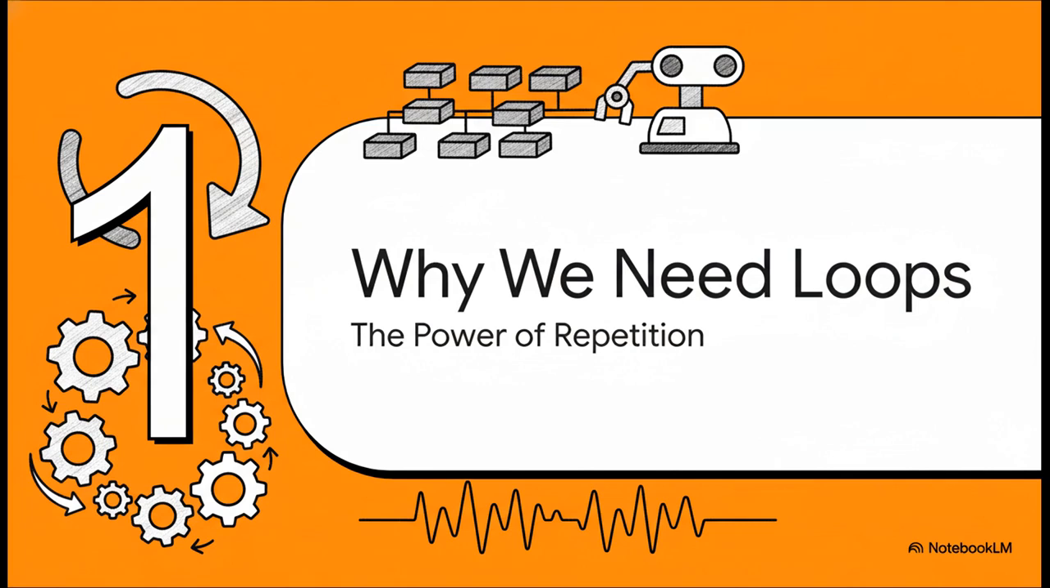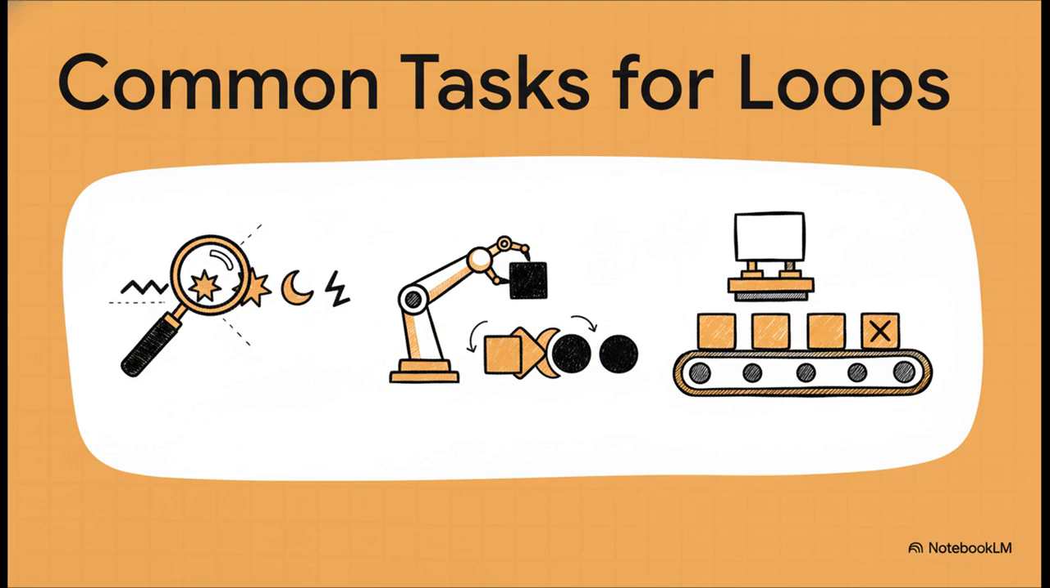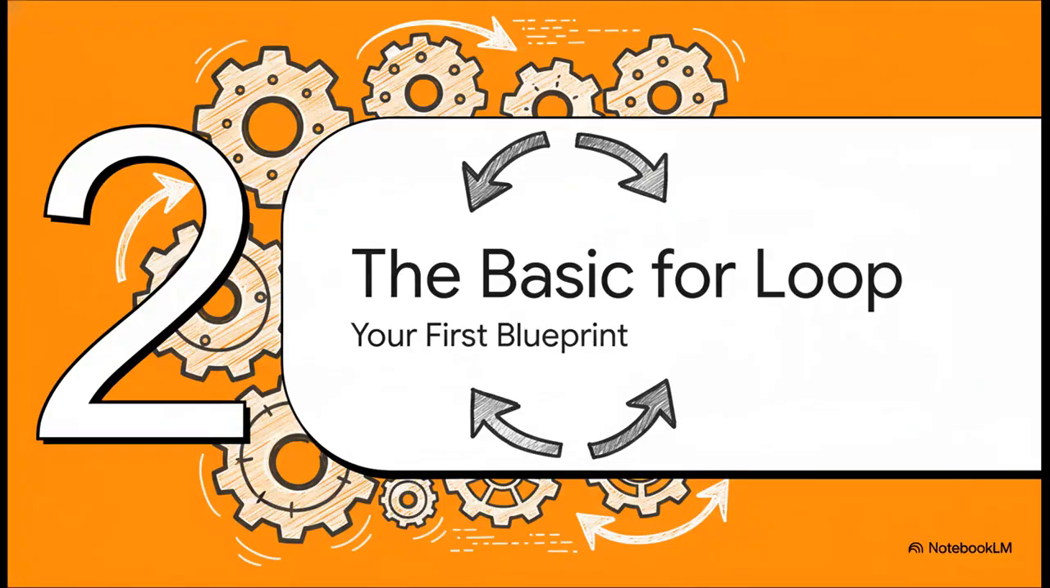Okay, first things first. Let's really get to the core of why we even need loops. It all boils down to one thing: harnessing the power of repetition without writing repetitive code. So what do we actually use them for? Well, all sorts of common tasks. Sometimes you just need to read through a list of data, maybe looking for something specific. Other times, you're processing every single item, like, say, resizing a whole folder of images. Or maybe you're applying the same mathematical formula to a big data set. Basically, if you find yourself needing to do the same thing over and over and over again, a loop is your answer.